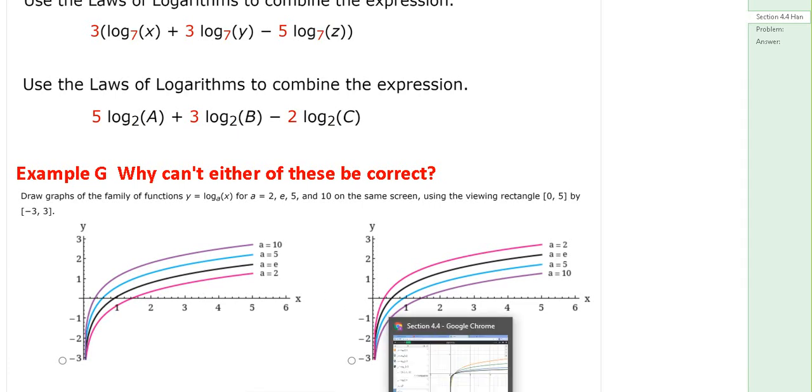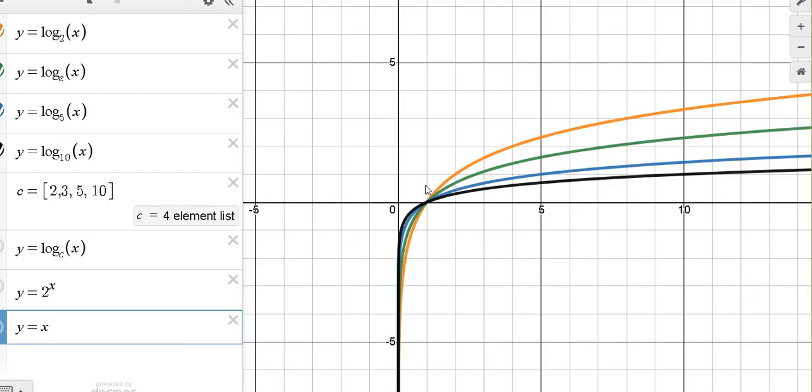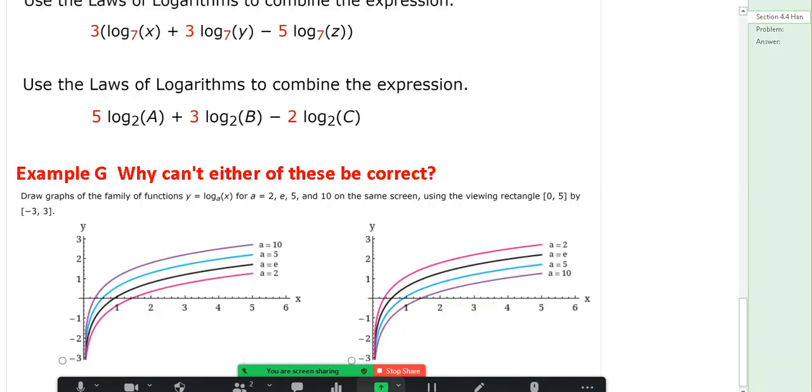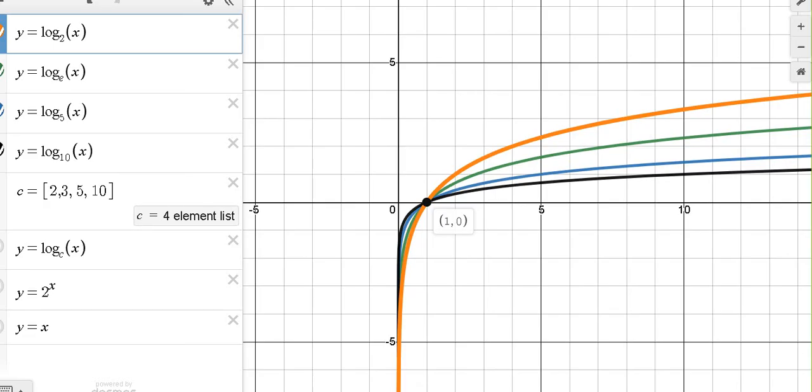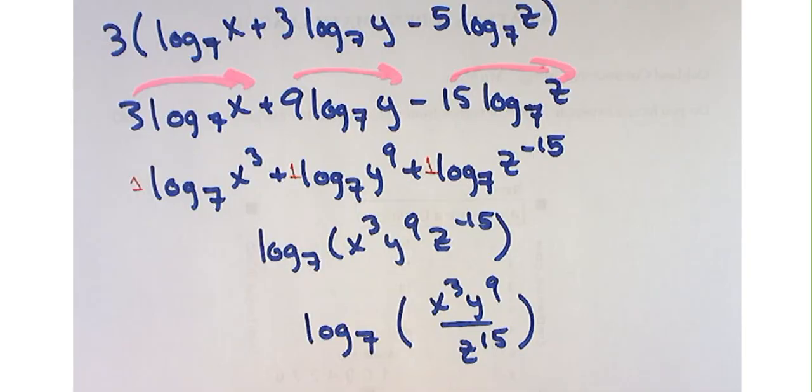Yes. A couple of you chiming in there. Thank you so much. Yeah, they don't pass through 0, 1 or 1, 0. All right, end of story. So, nice. Okay, that'll do it for section 4.4. Good luck on the homework.